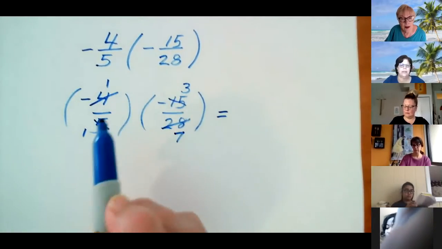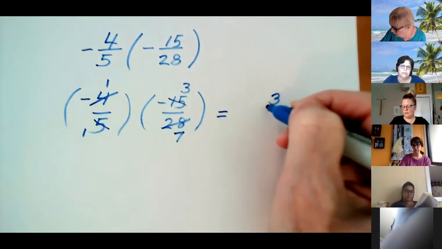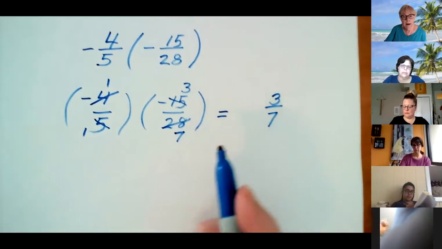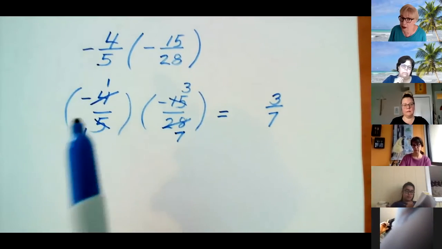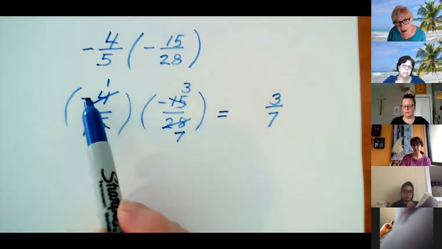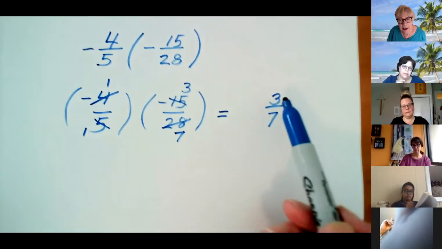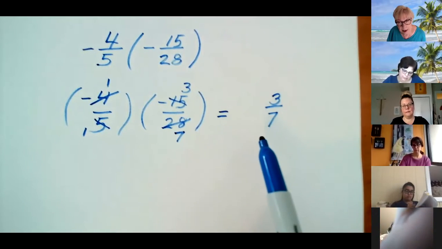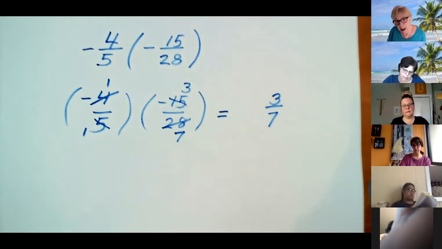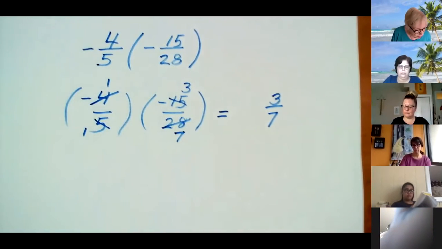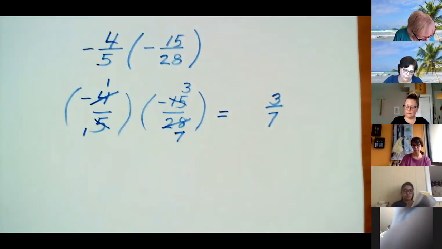So the number part of this answer is 3 over 7. But the sign, half of this is getting the sign right. Two negatives are positive. And so the simplest way to write a positive is just without any sign at all. That's assumed positive. So it is 3/7. And so that's it. Okay.